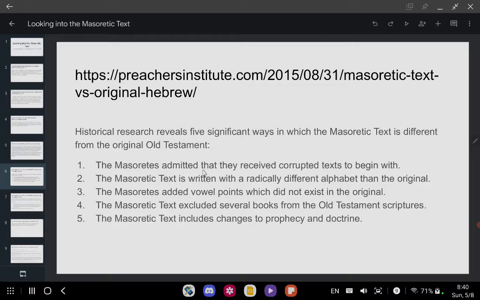So the Masoretes admitted that they received corrupt text to begin with. The Masoretic text is written with a radically different alphabet than the original. The Masoretes added vowel points, and we're going to talk about that one quite a bit, because the original, or the Dead Sea Scrolls and things like that, and what I believe the older Hebrew, did not have vowel points. The Masoretes are the ones that added the vowel points, and that's going to be important here. But they've also excluded several books from the Old Testament scriptures, and they made some changes to prophecy and doctrine. I'm not going to really focus on any of that.